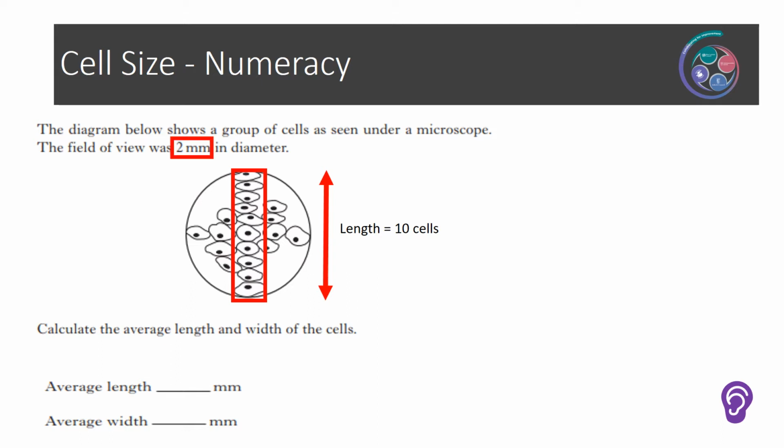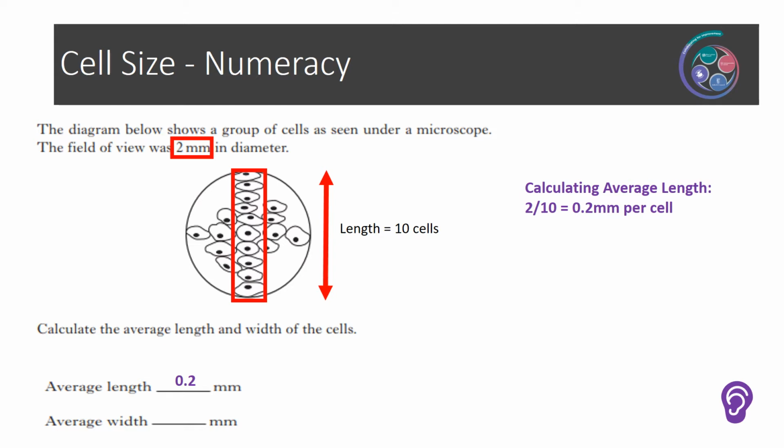I then look to see if the question has provided any additional information, which luckily it has, giving us a 2 mm diameter in total. To calculate the average length of one cell, I would do a division here. I would divide 10 cells by 2 mm in diameter, which gives you 0.2 mm per cell. This is the answer to the first half of your question.